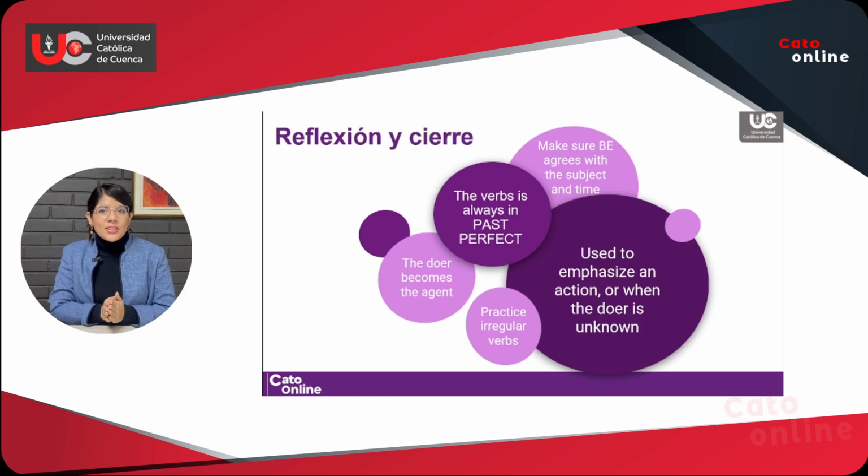So, to finish, we have that we are going to use this passive voice to emphasize an action or when the doer is unknown or irrelevant. The verbs are always going to be in the past participle. Make sure that be agrees with the subject and the time or tense that you want. Don't forget that the doer becomes an agent in passive voice and that you should be practicing irregular verbs to have your sentences perfect all the time.